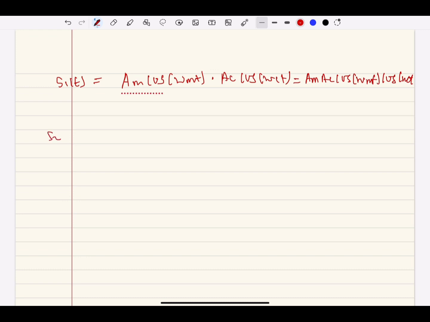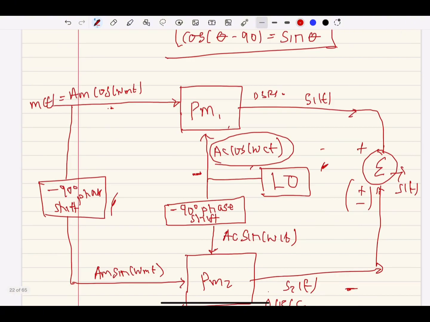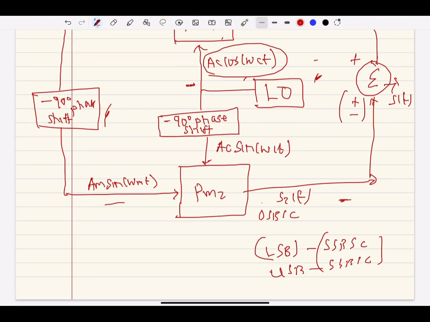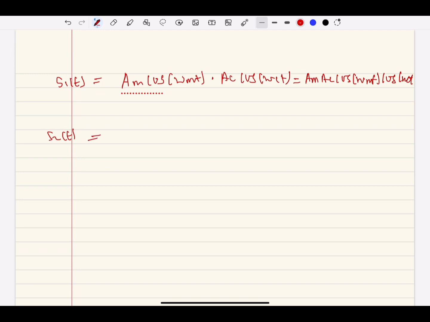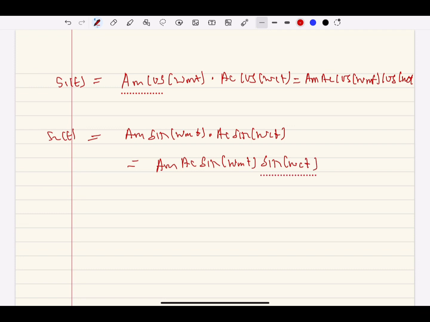For the x2 of t, when we phase shift the signals, we get Am sine, and therefore we are going to get x2 of t to be Am sine omega mt multiplied by AC sine omega ct. At the end of the day, we are going to get Am AC sine omega mt sine omega ct. This is our x1 output and then x2 output of both modulators.